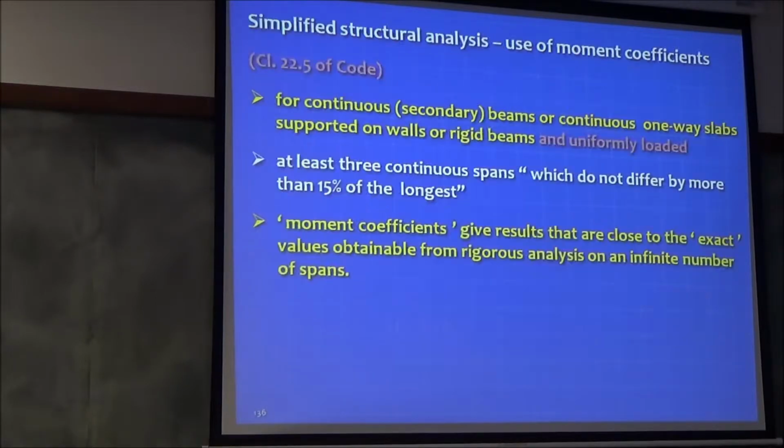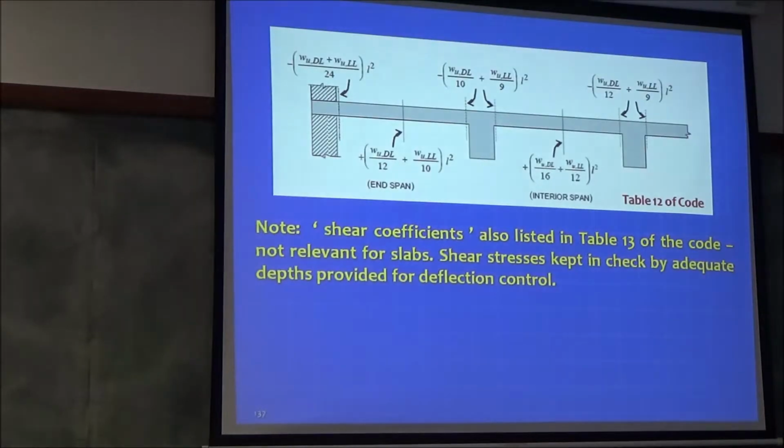We'll see that later. For continuous beams or continuous secondary beams of continuous one-way slabs supported on walls or rigid beams and uniformly loaded, at least three continuous spans which do not differ by more than 15% of the longest can be used. If this condition is satisfied, then moment coefficients are given in the code which give you results that are close to the exact values obtained from rigorous analysis. We'll see this later. So the code gives you coefficients, and you don't need to do any analysis, provided you have rigid supports and the spans are more or less equal.